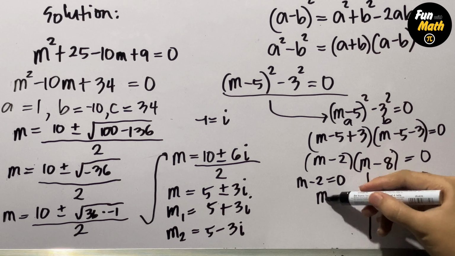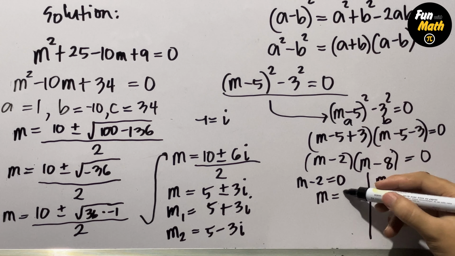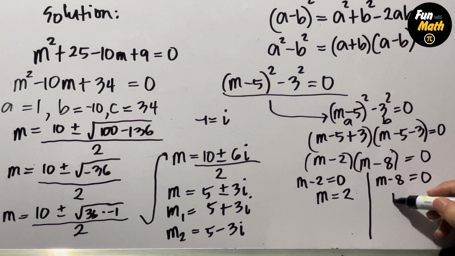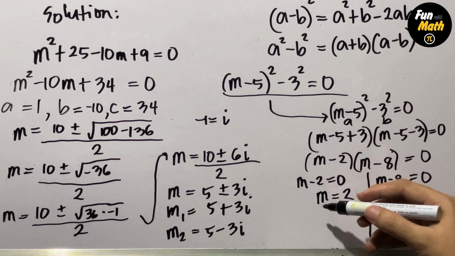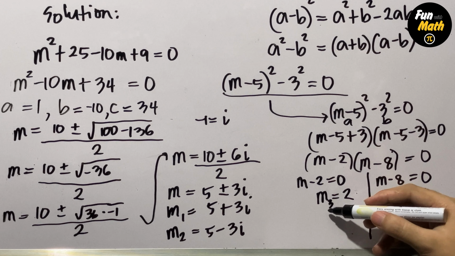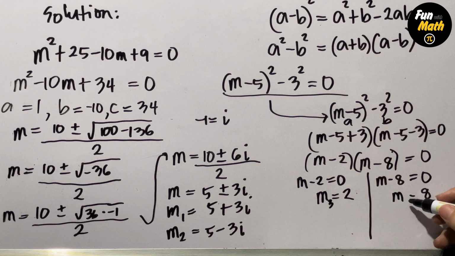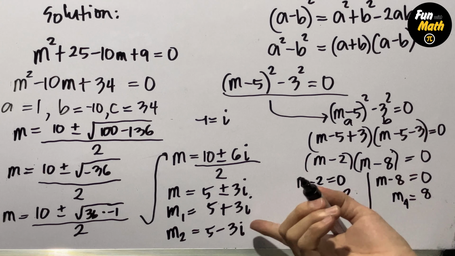And this is m is equal to, let's take negative 2 to the other side, so this is positive 2. Other one is m is equal to, that is positive 8. So let's consider that this one is the m sub 3, or the third value of m, and this one is the fourth value, m sub 4. So again, m sub 3 is equal to 2. m sub 4 is equal to 8. So a total of 4 solutions of m.